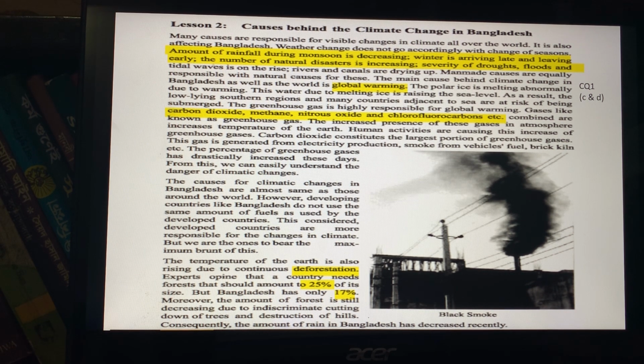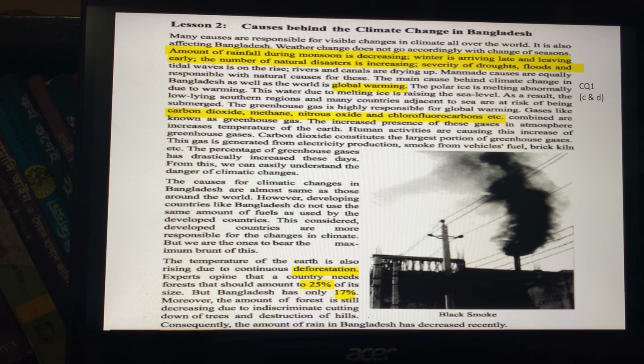So why are these happening? These are happening because of global warming. Because of global warming, the polar ice is melting, and that's why sea level is rising. As a result, the countries near the sea and ocean are at risk of being submerged.